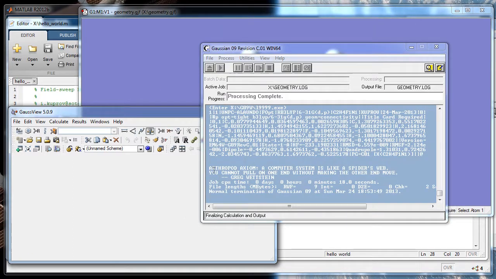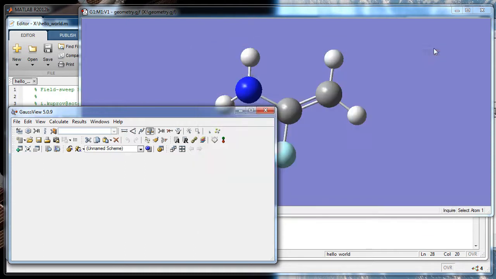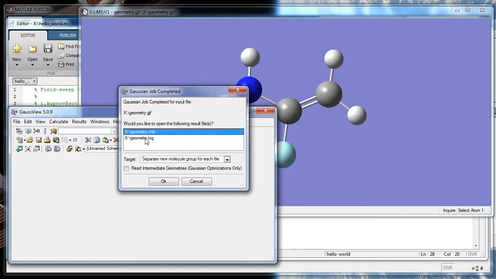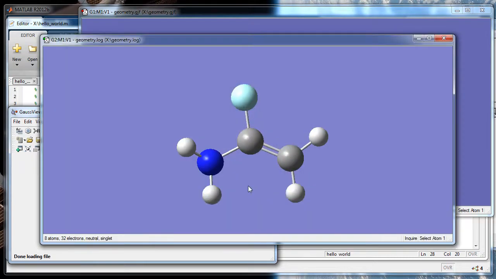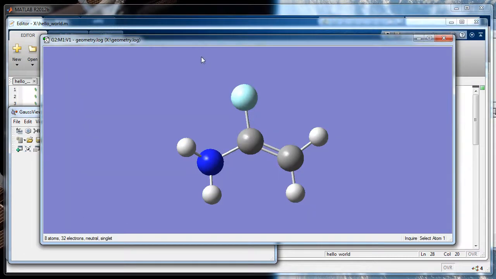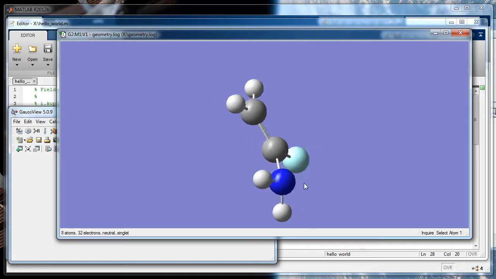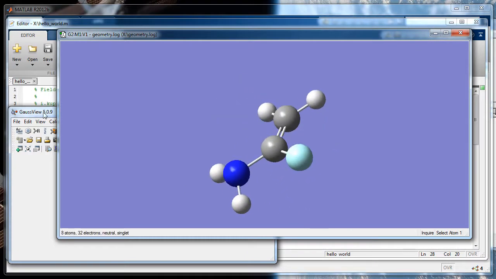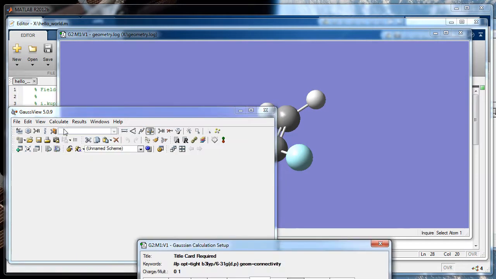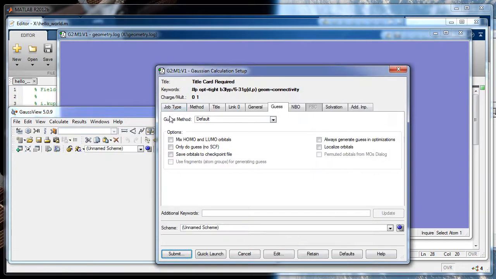Okay, we are done. Gaussian prints a fancy quotation at the end of each calculation, so we can close it, and it comes up with an offer to open the file. There we are. That's our new geometry that's been optimized. You see the nitrogen got a little bit flatter here. So our next stage is to run NMR parameters on this.